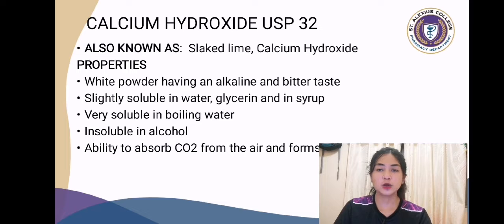Next is calcium hydroxide, United States Pharmacopoeia 32, and the other names are slaked lime and calcium hydrate. It is a white powder having an alkaline bitter taste. It is slightly soluble in water, glycerin, and syrup, but very soluble in boiling water and insoluble in alcohol. It has the ability to absorb CO2 from the air, and with that, it forms calcium carbonate, giving the cloudy appearance of calcium hydroxide solution.